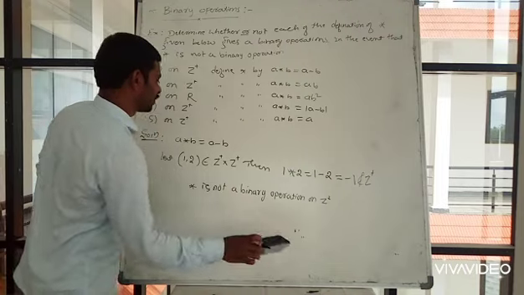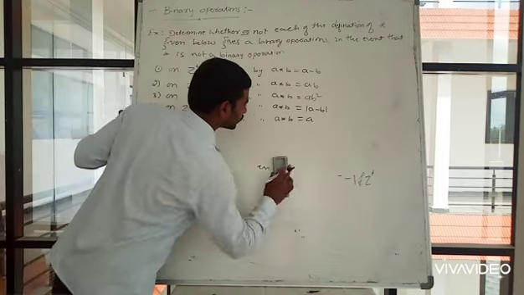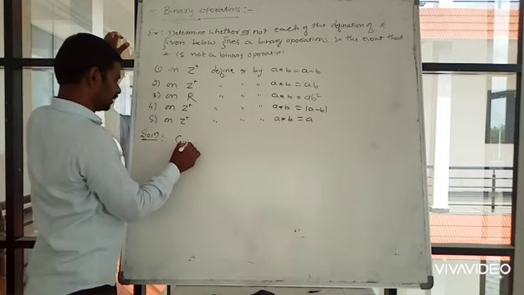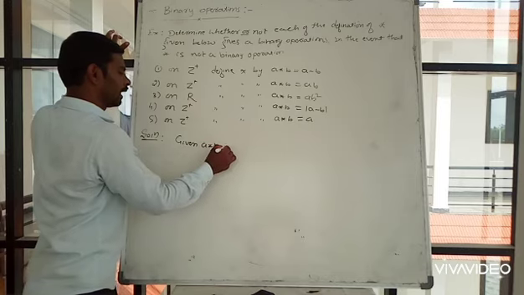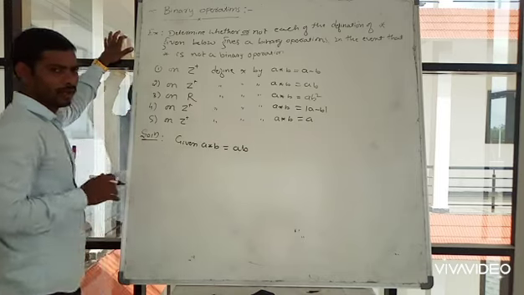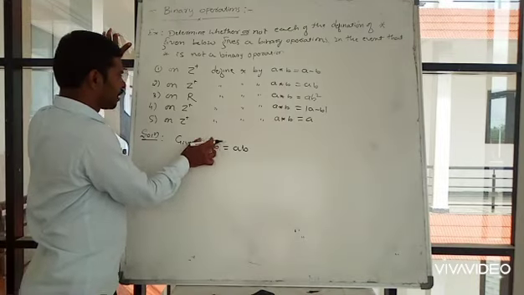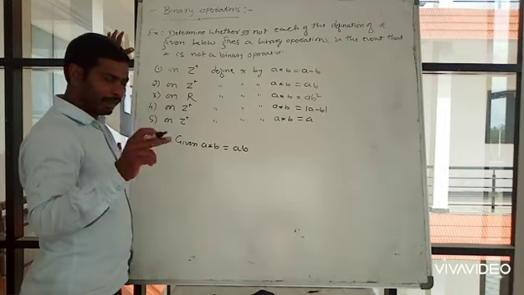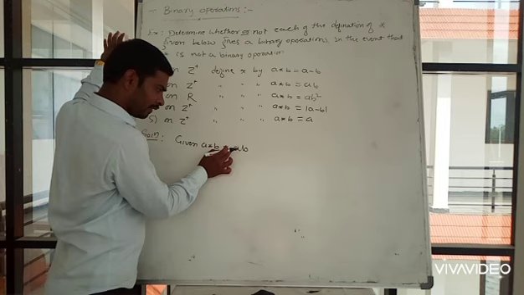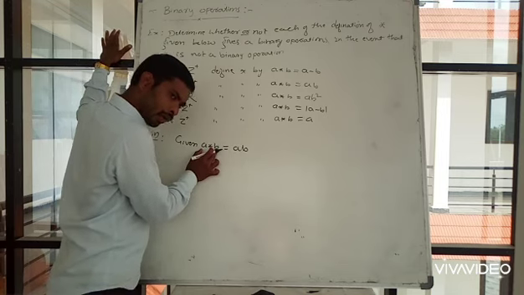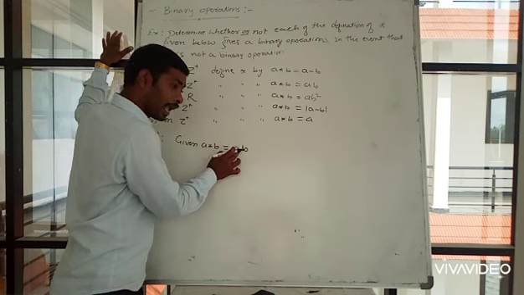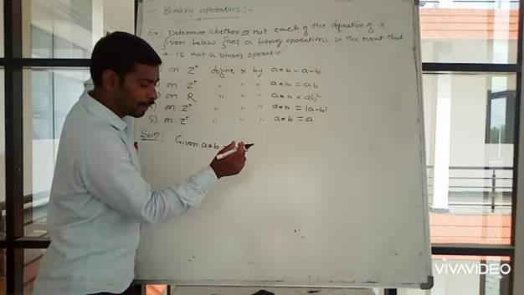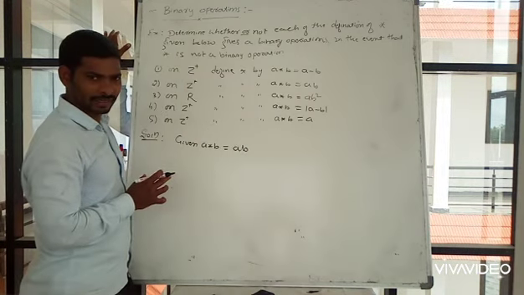Okay, let's go to the second example. On Z plus, the operation is defined as A star B equal to A into B, for each ordered pair A comma B in Z plus cross Z plus. This is the product. A and B are positive integers, and the result of star is defined as the multiplication of two positive integers.